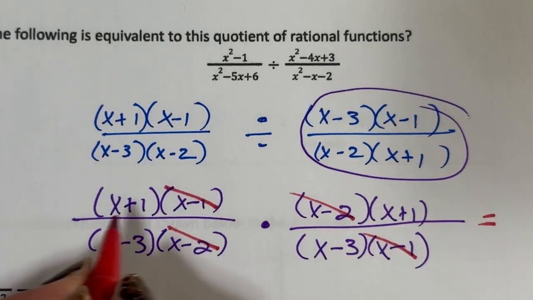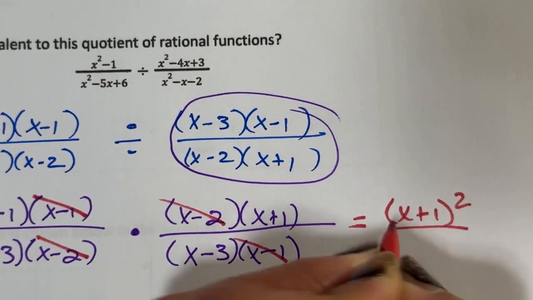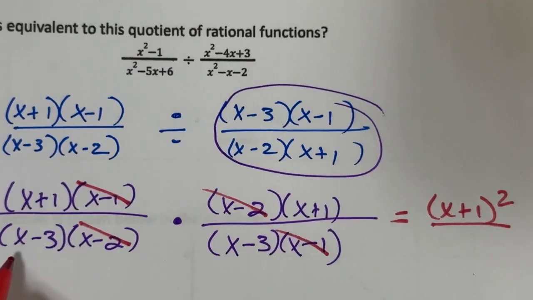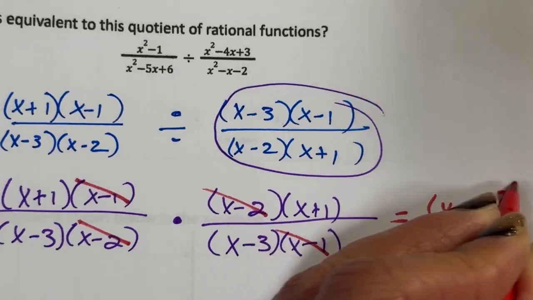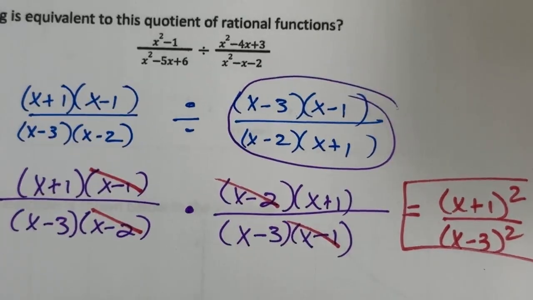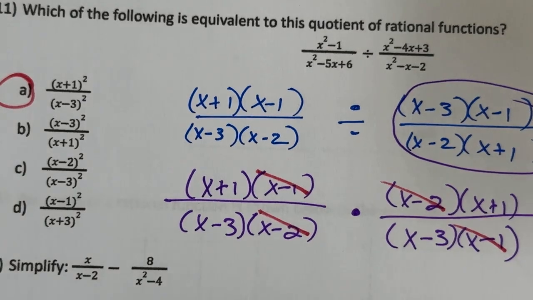So all I have left is x plus 1 times x plus 1. So that's an x plus 1 squared in the top. And I have an x minus 3 times an x minus 3, so I have x minus 3 squared in the bottom. x plus 1 over x minus 3. So, oh, that's just A. Bada bing, bada boom. There it is.